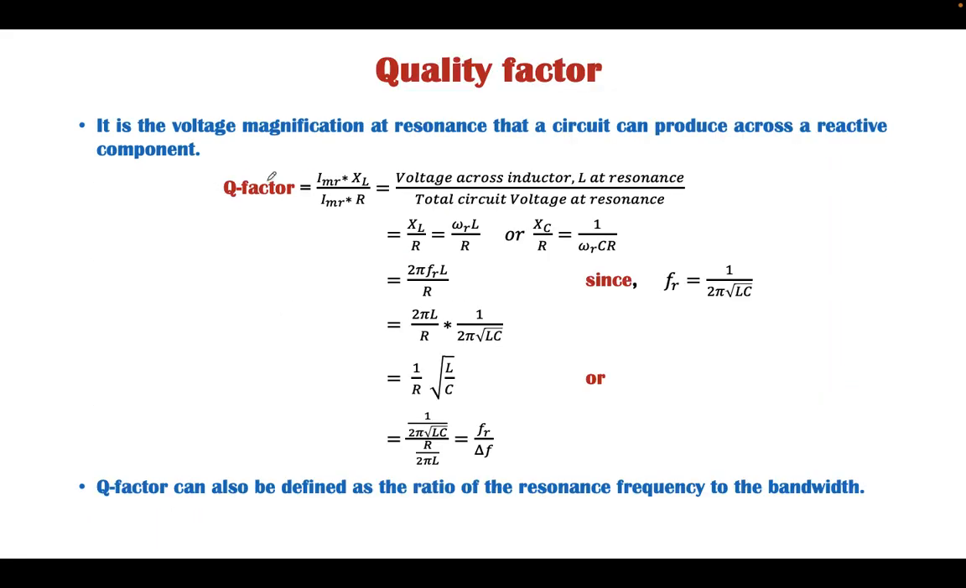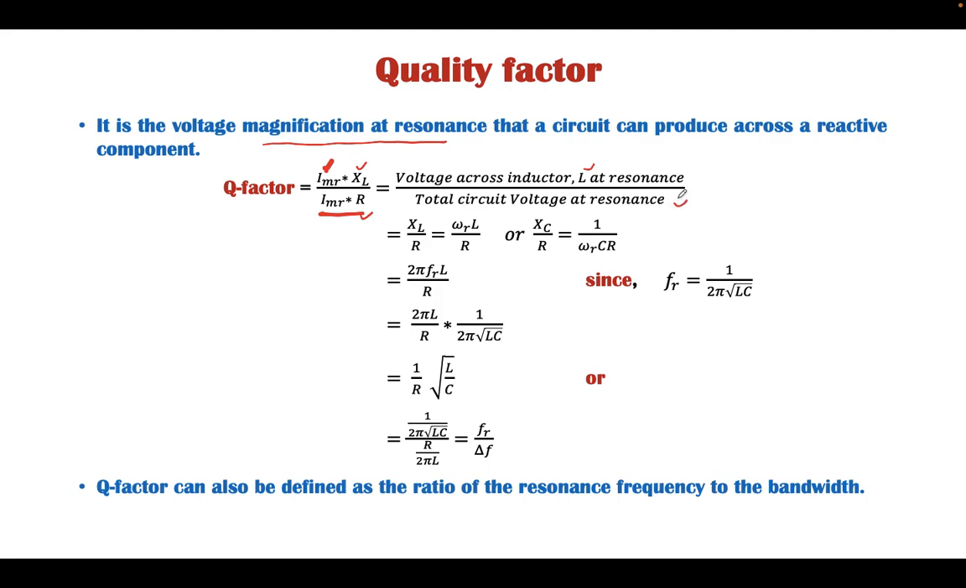Now, the quality factor. Quality factor is the voltage magnification at resonance. Voltage magnification here means the voltage across the inductor at resonance. At resonance, the circuit behaves like a purely resistive circuit, and hence at resonance the voltage across the circuit is IMR into R, whereas at resonance the voltage across the inductor is IMR into XL. XL is the reactance of the circuit at resonance, whereas IMR is the current flowing in the circuit at resonance, which is maximum.